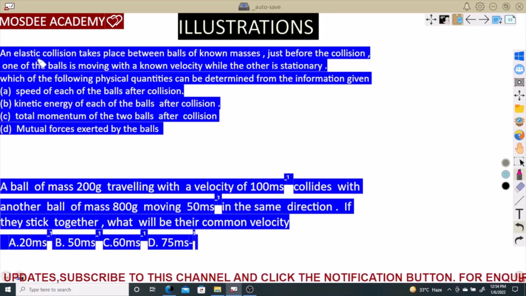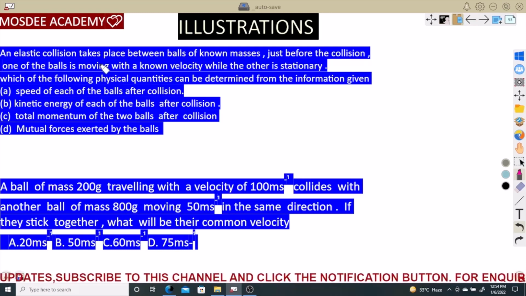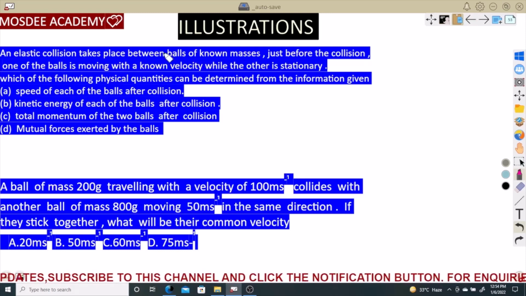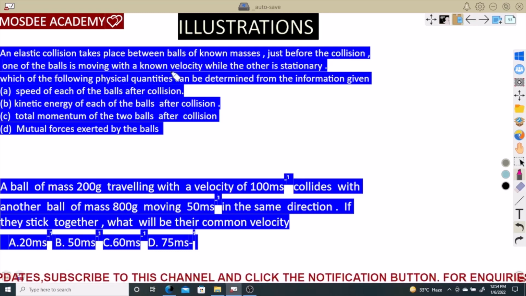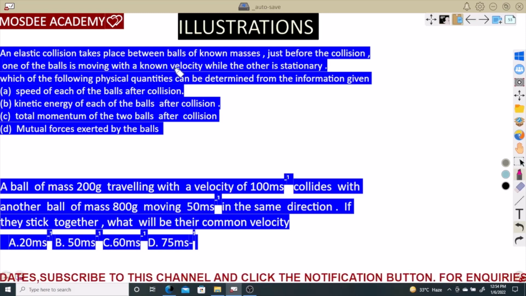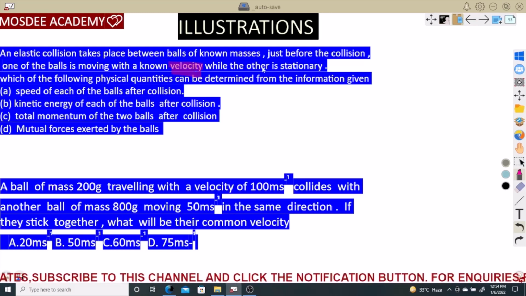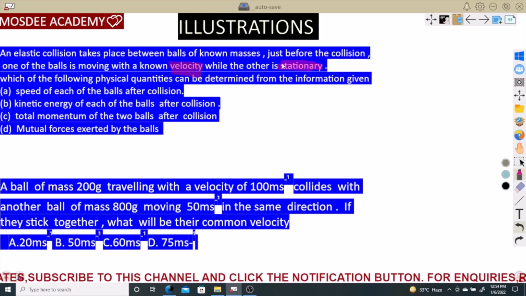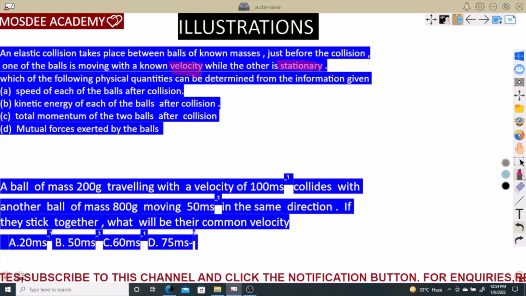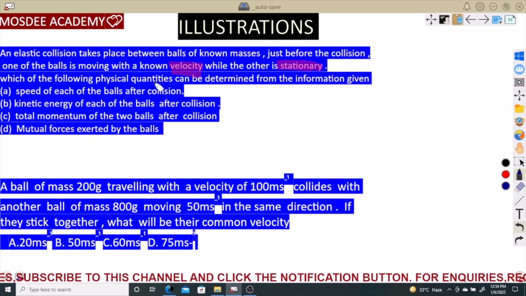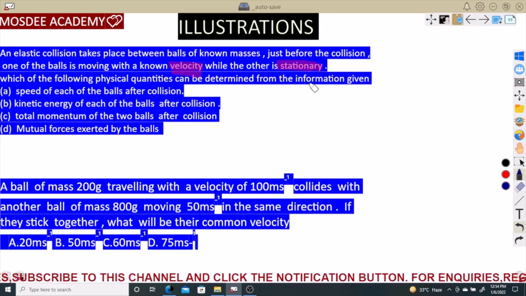Thank God this is no calculation. An elastic collision takes place between balls of known masses. Just before the collision, one of the balls is moving with a known velocity, while the other is stationary. Look at the board. So you have to understand English to be able to solve anything. So now, what do I know, guys? Which of the following physical quantities can be determined from the information?